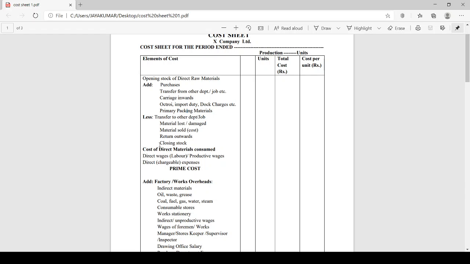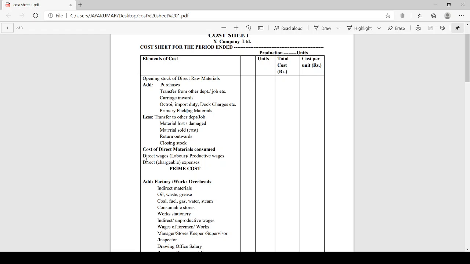At the same time, closing stock. Closing stock means the materials which are not used. It remains there, isn't it? So these items have to be deducted. So opening stock of direct raw materials, add purchases, transfer from other department, carriage and all other expenses which are incurred in bringing this material, less transfer to other department, material lost, material sold, return outward, that is purchase return, and closing stock. What we get is cost of direct materials consumed. So we get the first aspect, that is direct materials consumed.